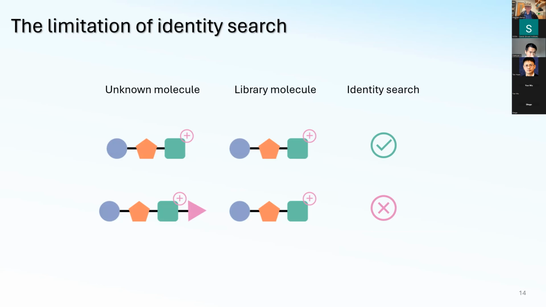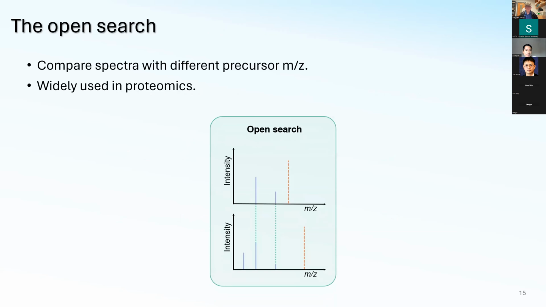And to solve this problem, many people have developed methods. For example, one method used in the proteomics field is open search. With this type of spectrum comparison, we not only compare the spectra with the same precursor m/z, but also compare the spectra with different precursor m/z. And then you can find molecules that have different structures.